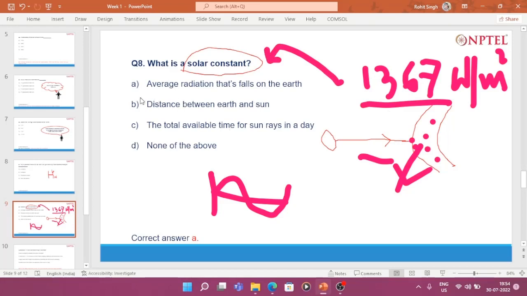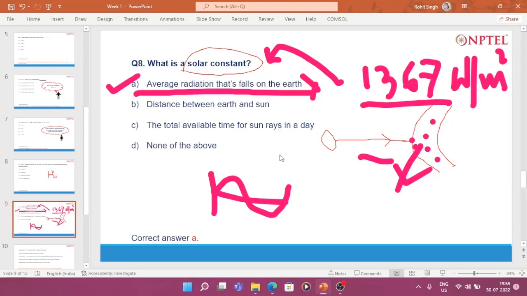So what is the solar constant? This is the average radiation that falls on Earth. I think this should be modified. Not falls on Earth, that is just outside the extraterrestrial limits, just outside the atmosphere. So this is the correct answer, Answer A. Not the distance between Earth and Sun, not the time available for sun rays in a day.